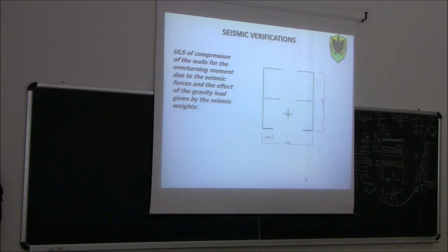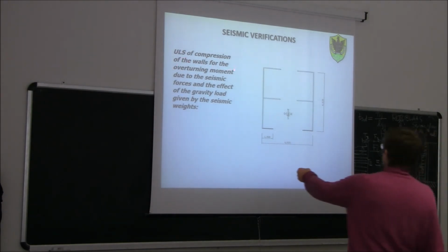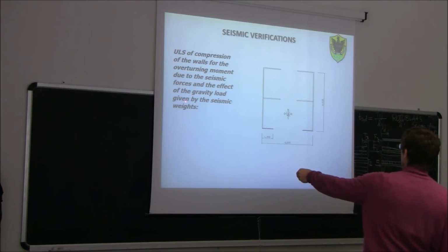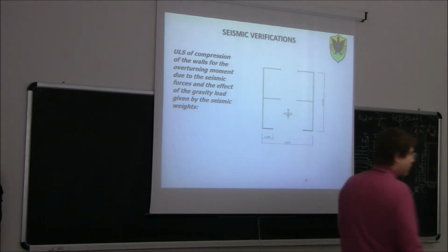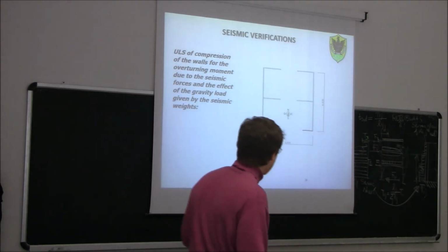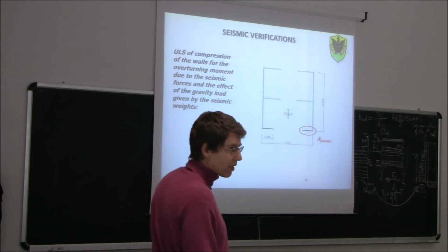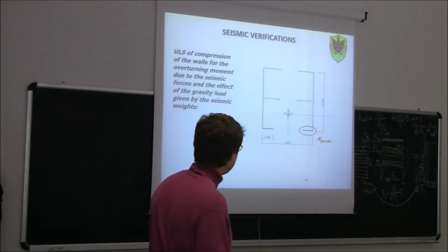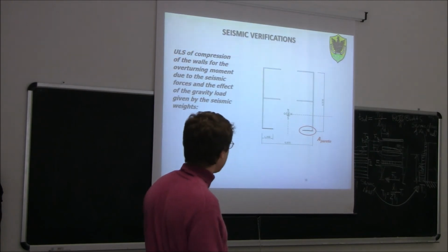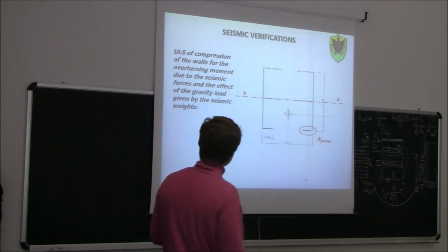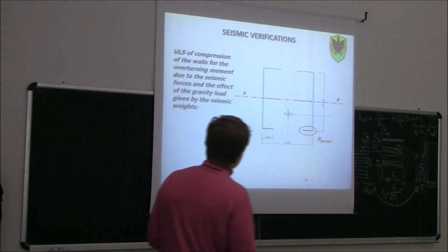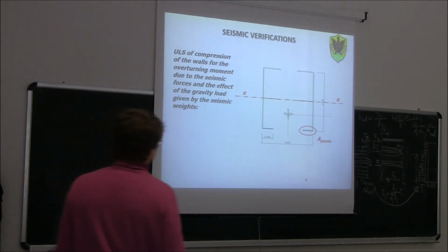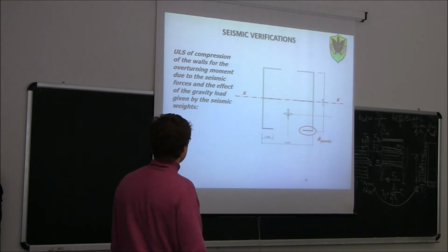Last check that we do is ultimate limit state of compression of the walls for the overturning moment due to the seismic force and the effect of the gravity load given by the seismic weight. So now I want to check the resistance of the wall panel itself. So I take this one, which we said is the most stressed wall panel. We call it A parete, basically the area of this wall. I need, as usual, to consider the tributary area. And then I need to calculate basically the stresses that I can expect in this wall when I have this possible overturning due to the seismic force.